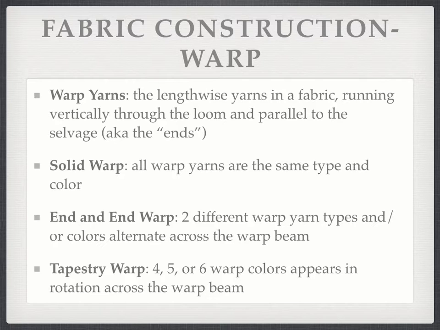When you have a solid warp yarn, that means all of the warp yarns, so all of the lengthwise yarns in a fabric, are the same type and the same color, so it's going to be very consistent. When you have an end-to-end warp, that means you have two different warp yarn types, and the yarn types or colors, whatever differs between the two, alternate across the beam. And when you have a tapestry warp, that's when you have four, five, or six different warp colors in a rotation across the beam, and they create more of an intricate pattern, which we'll look at a few examples of.